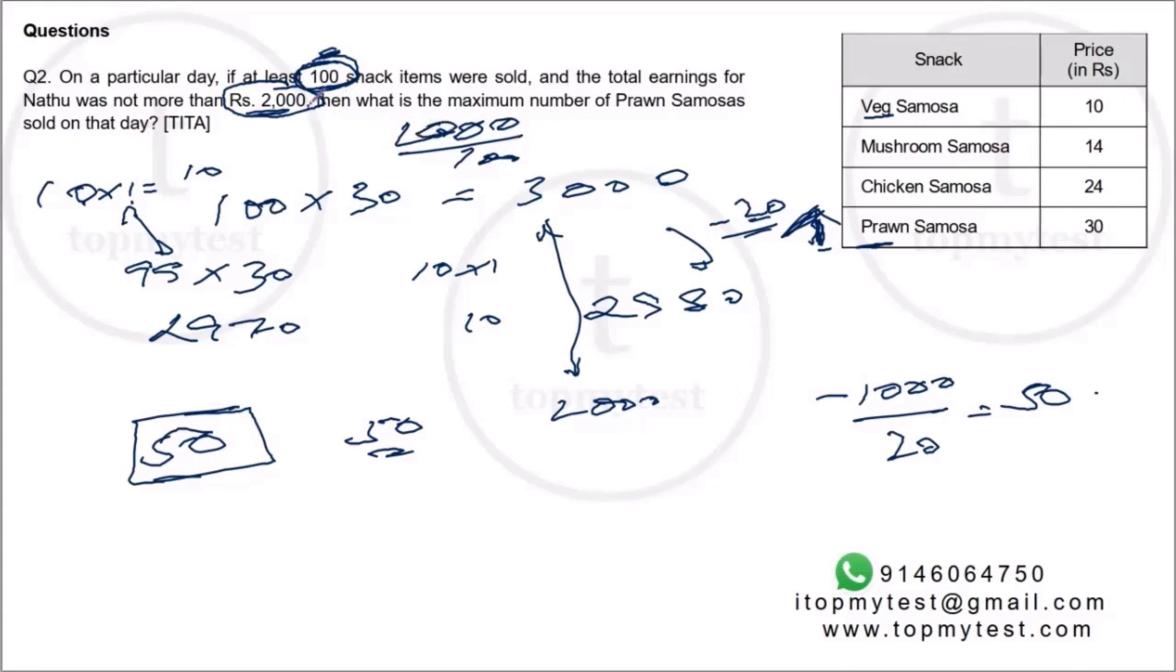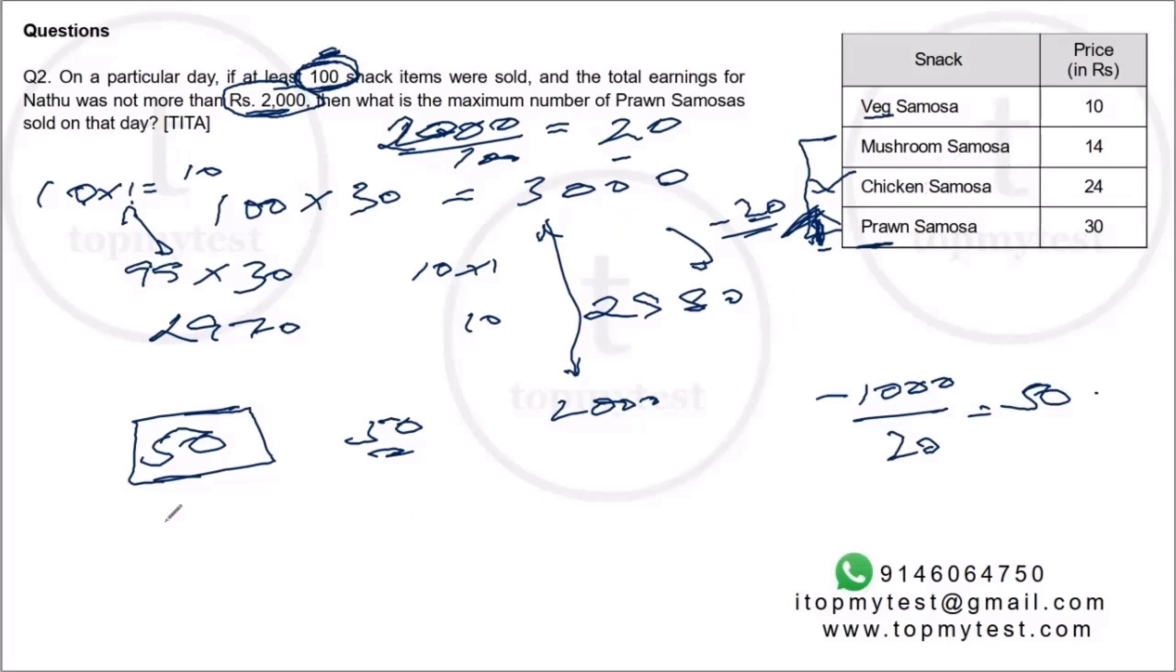Maximum revenue is 2000. Minimum number of items is 100, which means the maximum possible average value of the snack will be 20 rupees. Now combining 24 and 30 will not be able to reach 20. So chicken samosa is out. What happens if I replace it with the mushroom samosa? We can think of it intuitively: because mushroom samosa does not give you this much drop, you'll have to do more replacements.